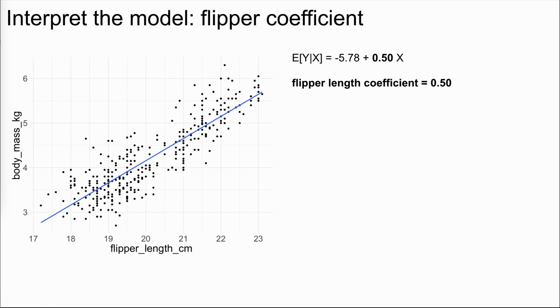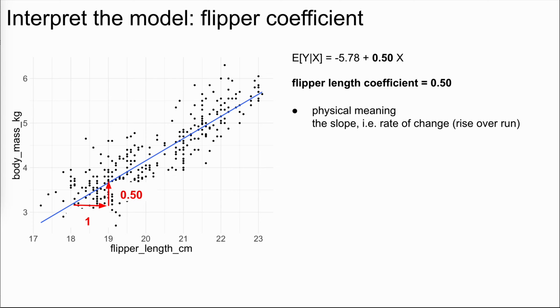Let's move on to the flipper length coefficient of 0.5. Again, this has physical, statistical, and contextual meanings. Physically, the flipper length coefficient indicates the slope of the line, or the rate of change in y relative to x. In previous classes, you might have thought of the slope as rise over run. For example, when we increase x by 1 unit, from 18 to 19 centimeters, the expected y outcome increases by 0.5 units. Similarly, when we increase x by 1 unit from 21 to 22 centimeters, the expected y outcome increases by 0.5 units.